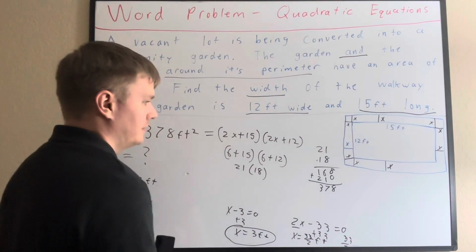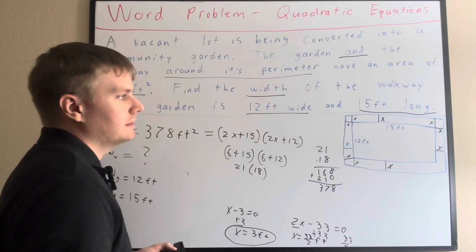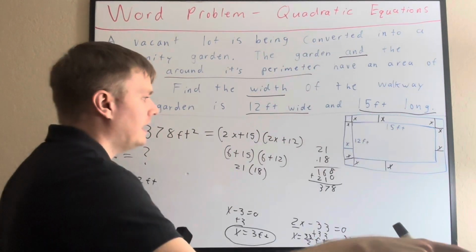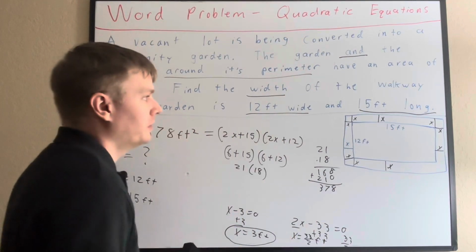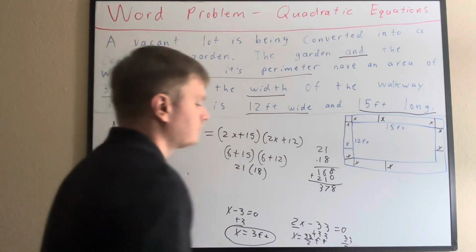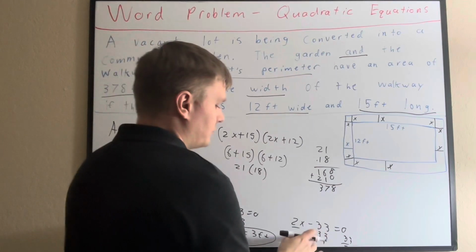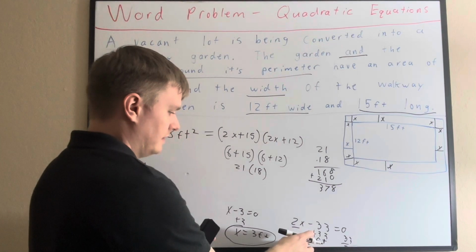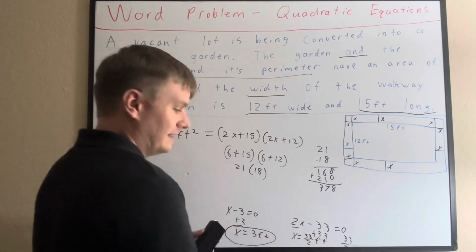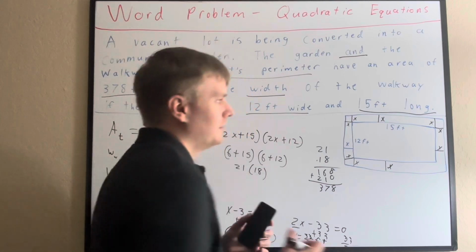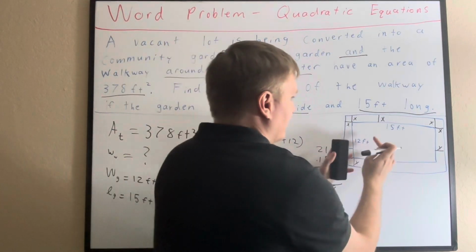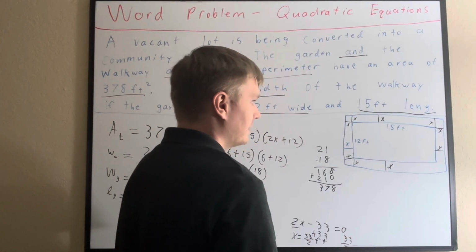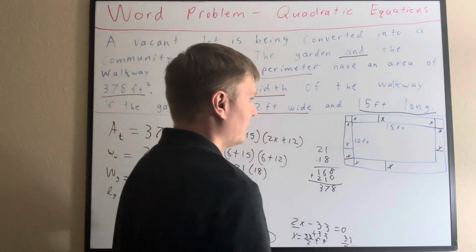Why did we get this other answer? It's a quadratic equation. It forms a parabola, and it's going to hit the x-axis at more than one point. But we have to know for sure that that's not the correct answer. And what is this anyway? It's in feet. It's 16 and a half feet. Why would the walkway be longer than the actual garden itself?